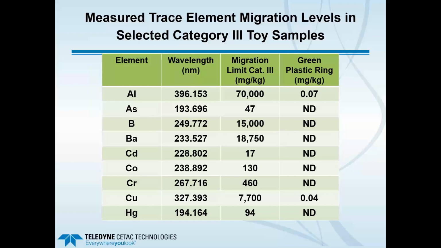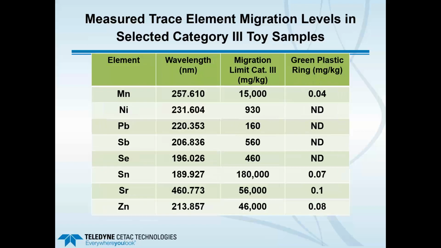But in this case, for the green plastic ring, and I'll move to the next slide, I had to split these up so it's a little bit more visible. We did not detect very much coming out of that ring. And that's, again, after about a 2-hour leach at 37 degrees C. So certainly the green plastic ring did not indicate anything of an issue there.